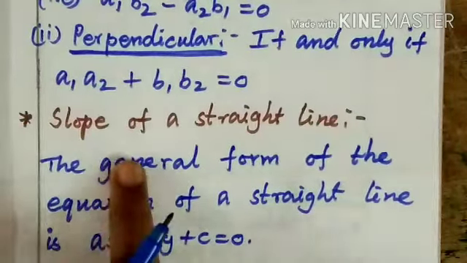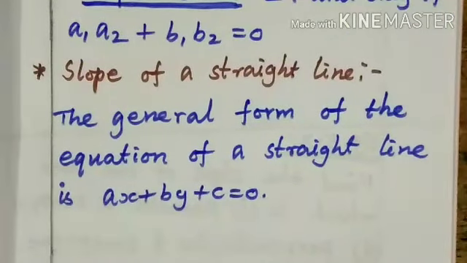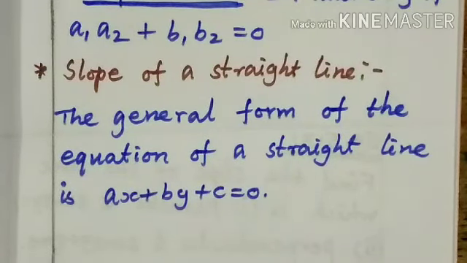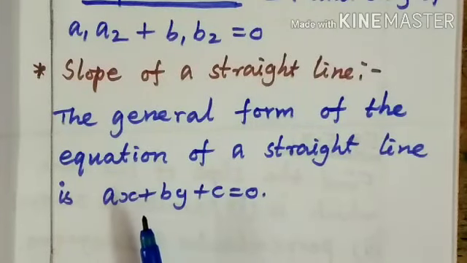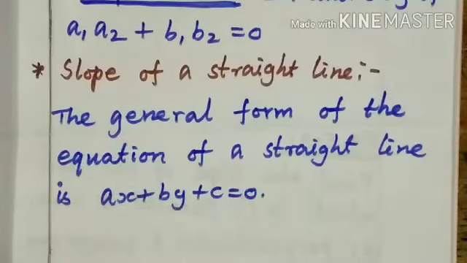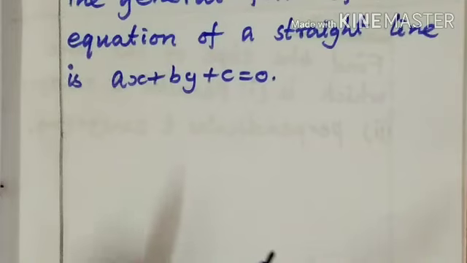Next, under this heading, we have to know, when the equation of the straight line is given, what is the formula for its slope. We know that when two points are given, the formula is y2 minus y1 by x2 minus x1. When theta is given, the formula for the slope is m is equal to tan theta. Here we have to see the formula when the equation of the straight line is given. Let us see the derivation of this formula.